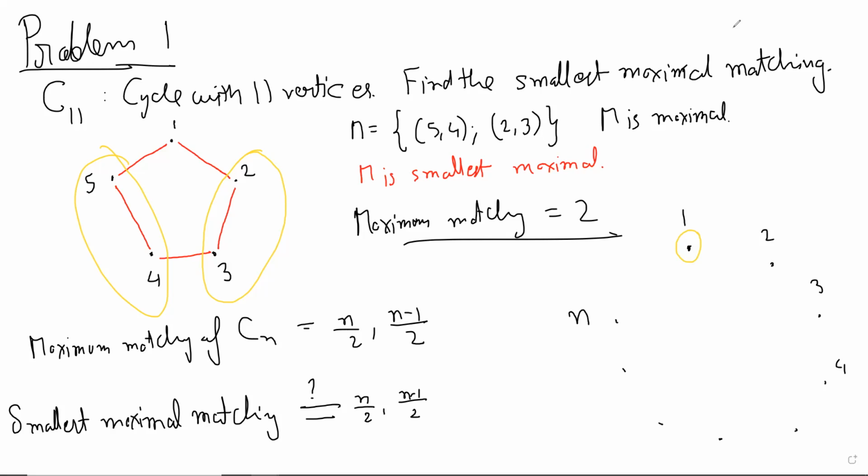No, but it's not clear. So you have to say it, right? If one is not chosen in the matching, then you are saying that two has to be chosen. Right. That's what you have said. Right. But then if two is chosen, then is it possible that we don't choose three?